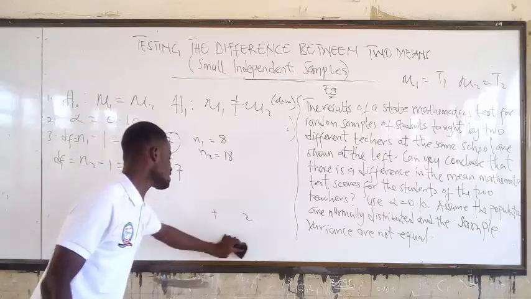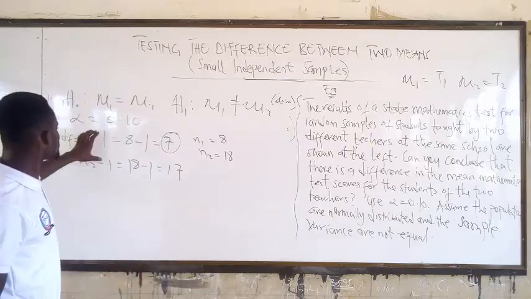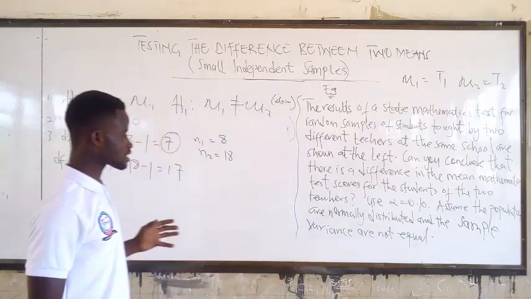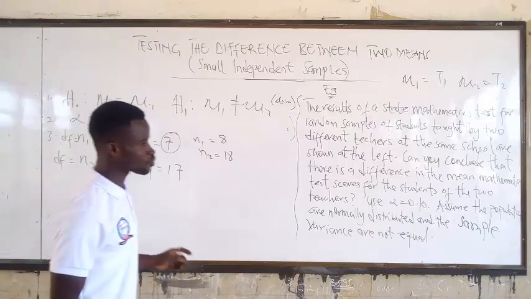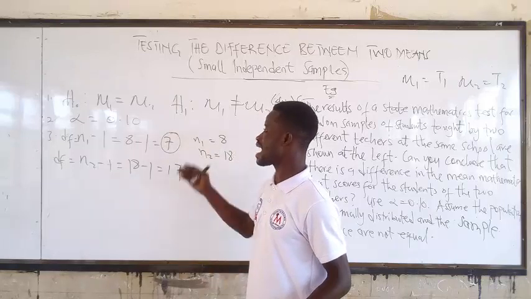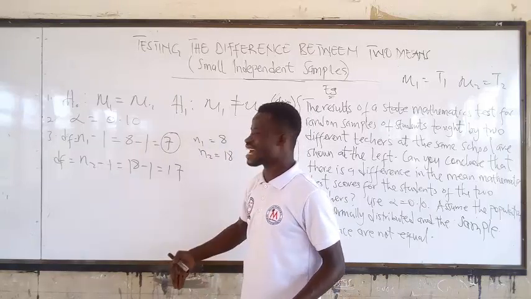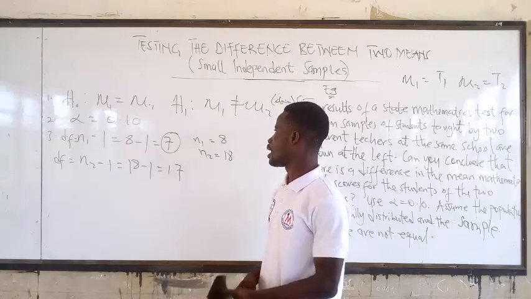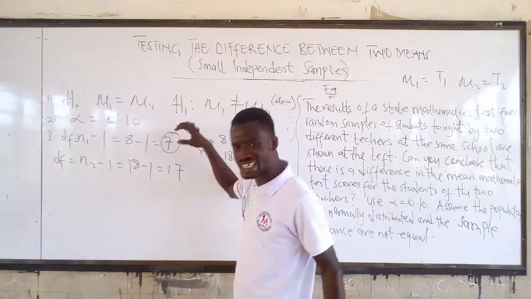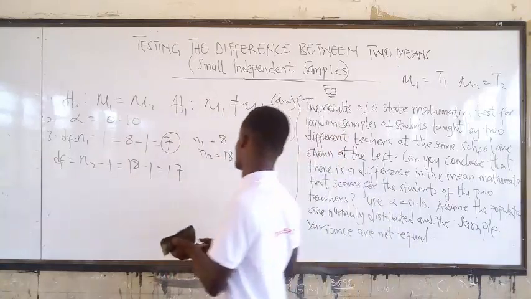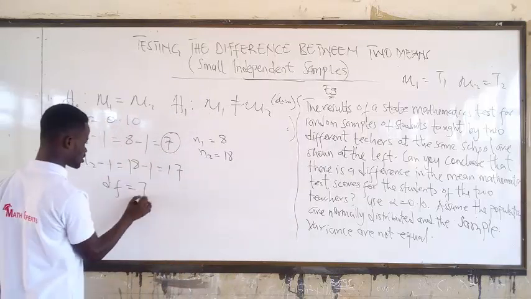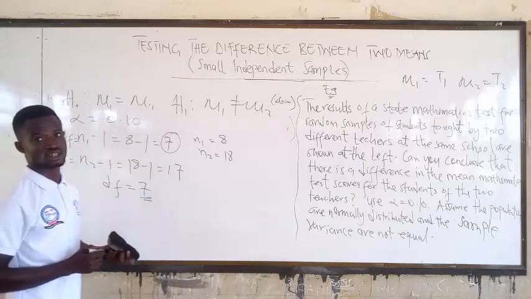Alright. But in this case, the variances are not the same. Or not what? Equal. That means that the degrees of freedom you are going to use are n1 minus 1 and another, which is n2 minus 1. But after getting the results, we are dealing with a small sample. So check the smaller degree of freedom and use that, that's all. So therefore, the degree of freedom that we are using is what? 7. Please, don't forget it.